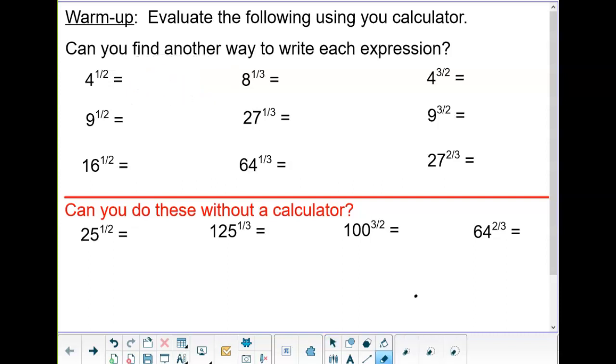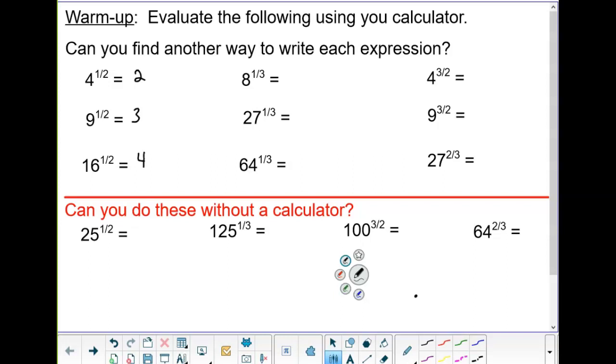So if we type these into our calculator, there's a pattern here that you might notice. You might already know where we're headed with this. But when you do 4 to the 1/2 power, you get 2. Right? When you do 9 to the 1/2 power, you get 3. When you do 16 to the 1/2 power, you get 4.